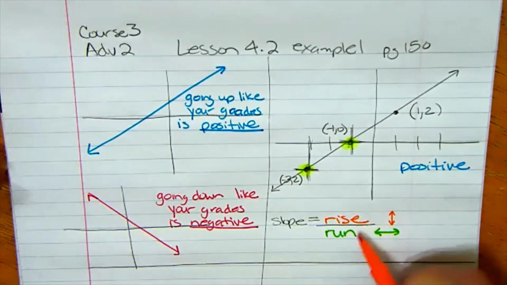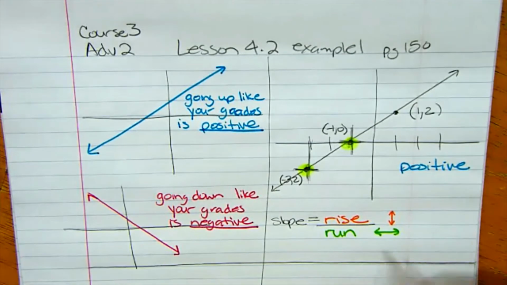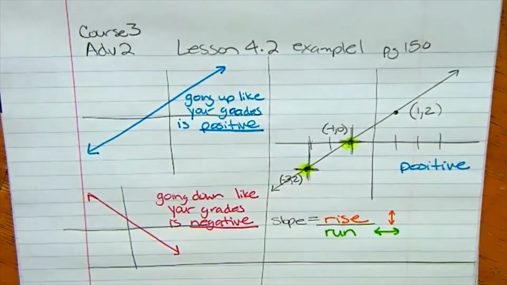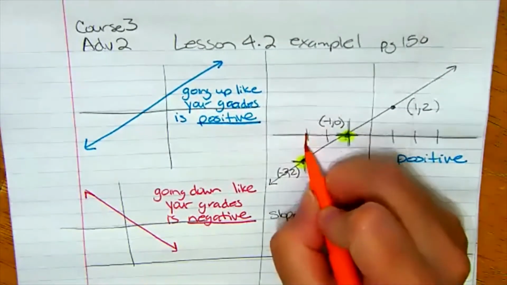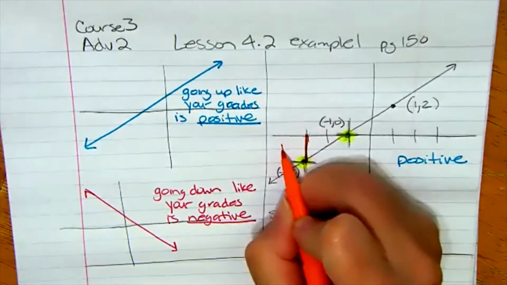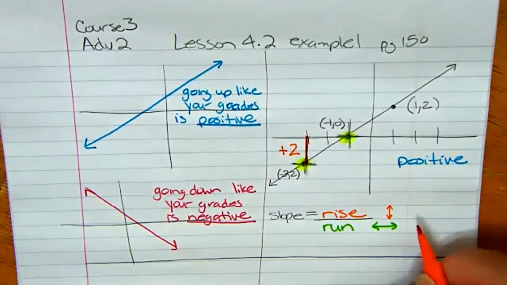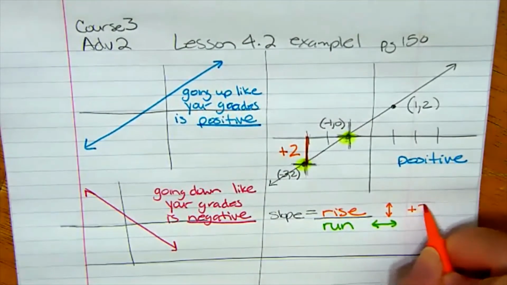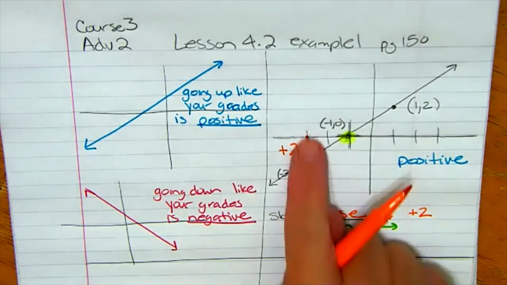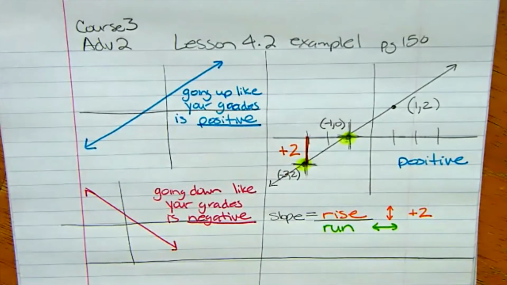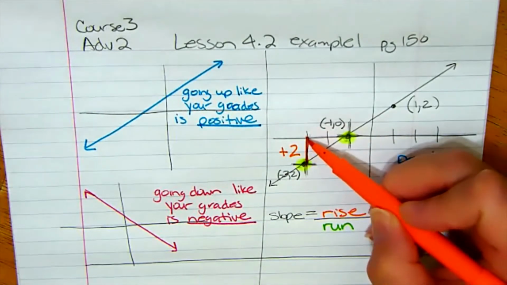So we're going to go rise first, my up and down first. So I am going up. I went up. Up is positive. I went up 2, +2. So my rise is +2. It's positive because it's going up. And we went up 2 spaces, 1, 2.